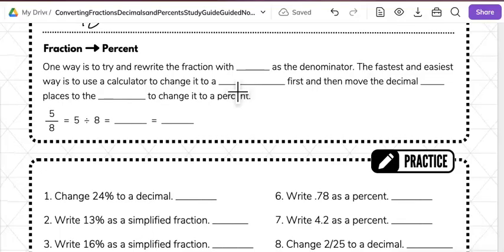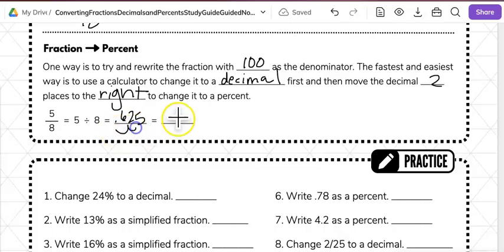A fraction to a percent. One way is to try to rewrite a fraction with 100 as the denominator. The fastest and easiest way is to use a calculator to change it to a decimal first, and then move the decimal 2 places to the right to change it to a percent. So 5/8 equals 5 divided by 8, which is 0.625. Then I move it 2 spots over, 1, 2, and it's 62.5%. Now don't forget that percent sign.